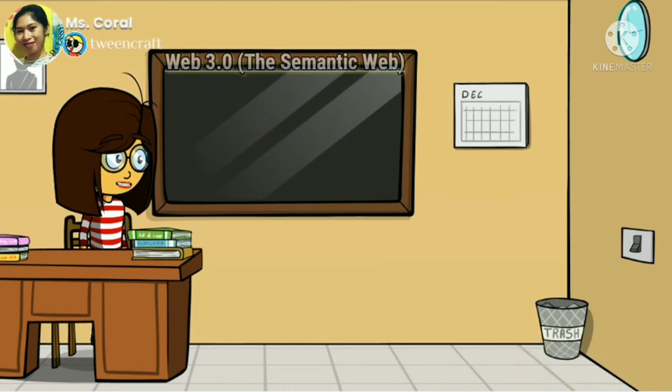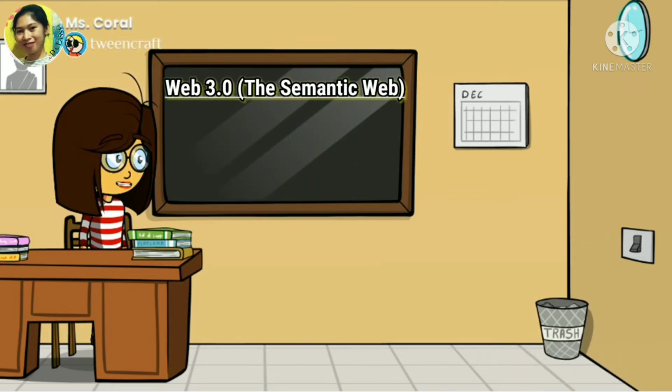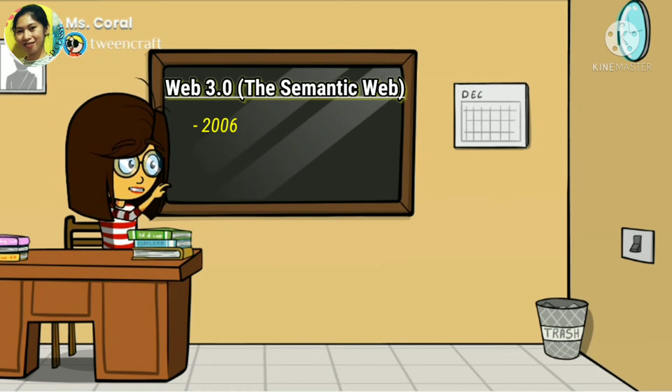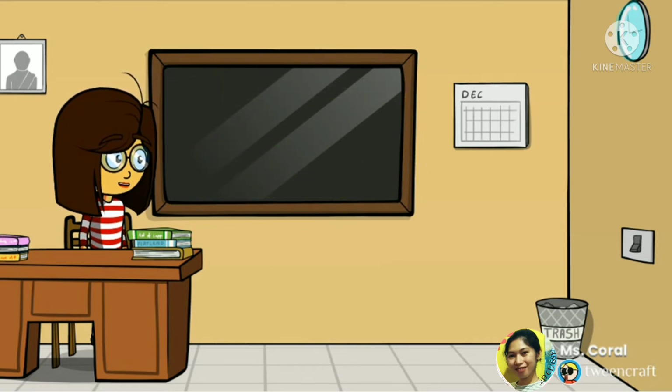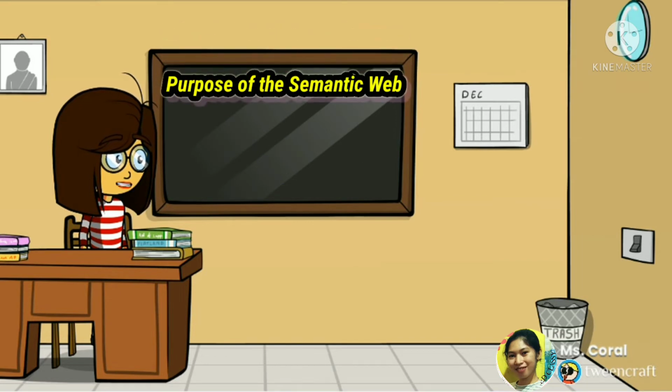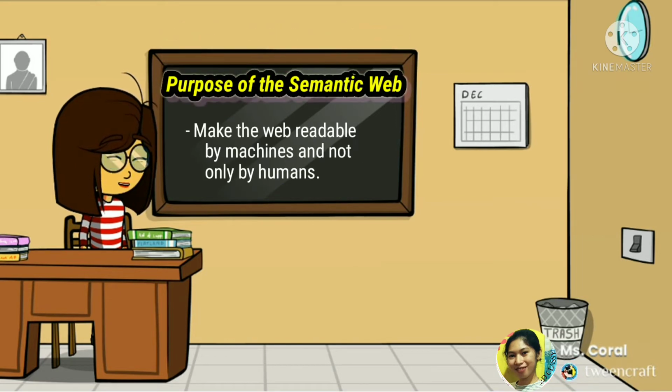Now, let's proceed to Web 3.0, the semantic web. In 2006, the third generation of the web, or Web 3.0, was suggested by John Markoff of the New York Times. Web 3.0 is considered a semantic web age according to Tim Berners-Lee. Semantic web is a web that can demonstrate things in an approach which computers can understand. The main purpose of the semantic web is to make the web readable by machines and not only by humans.